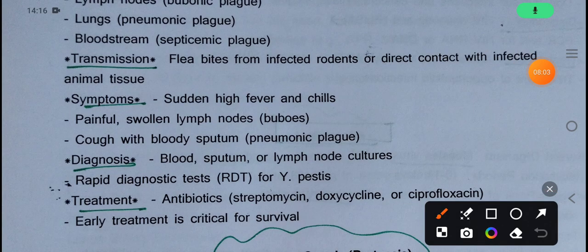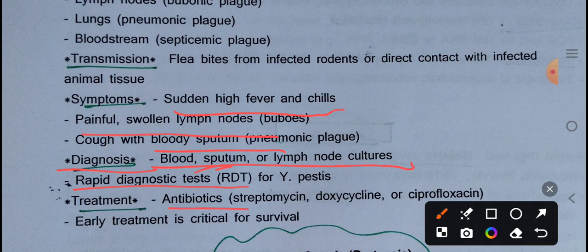The symptoms include sudden high fever and chills, painful swollen lymph nodes, cough with bloody sputum. Diagnosis: so blood, sputum, or lymph node culture are used for diagnosis. RDT, that is rapid diagnostic test, can be done. Treatment: antibiotics like streptomycin, doxycycline, or ciprofloxacin are given, and it is important that early treatment is given as quickly as possible.